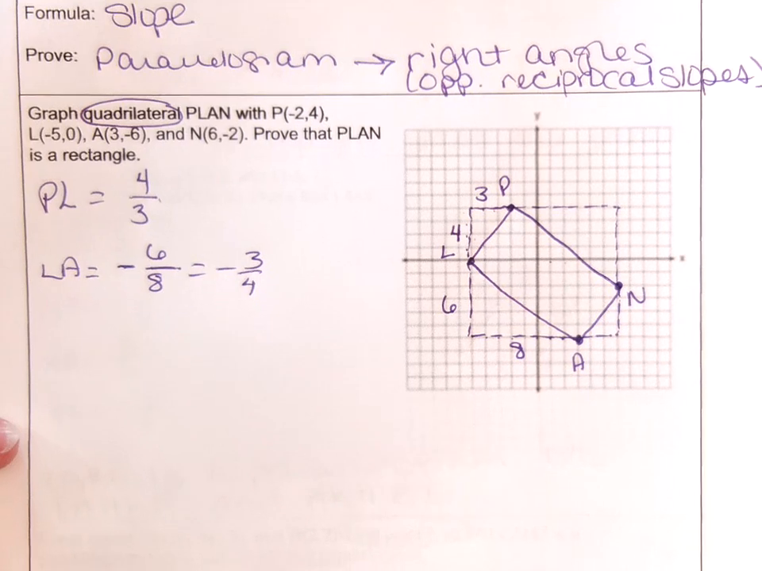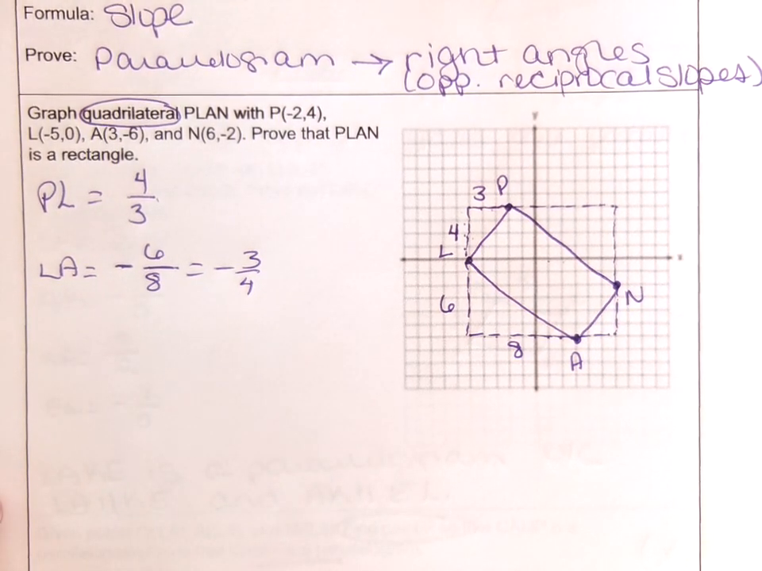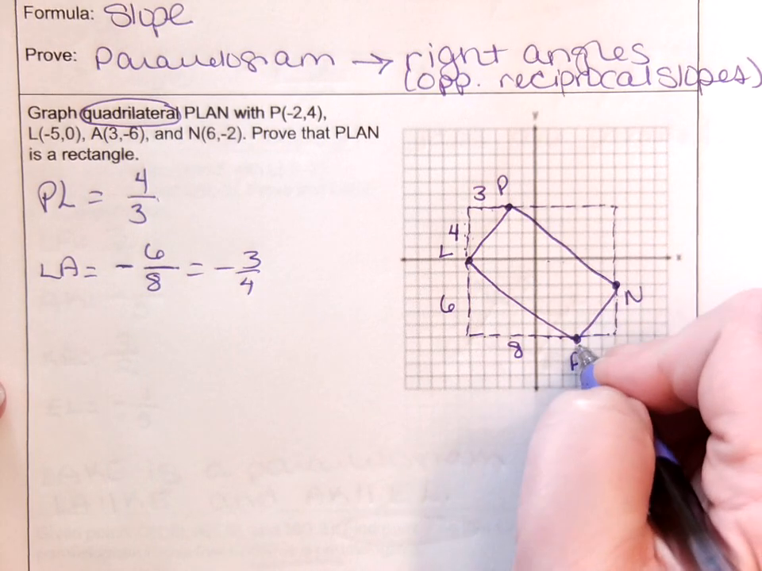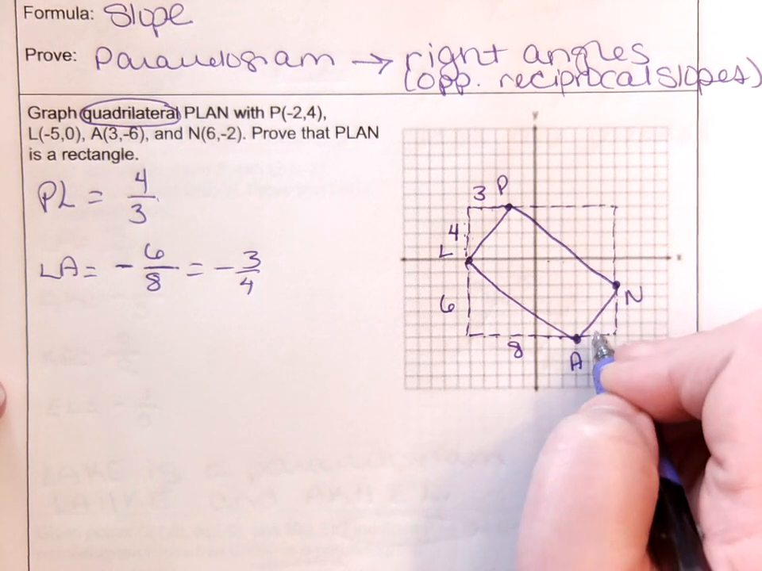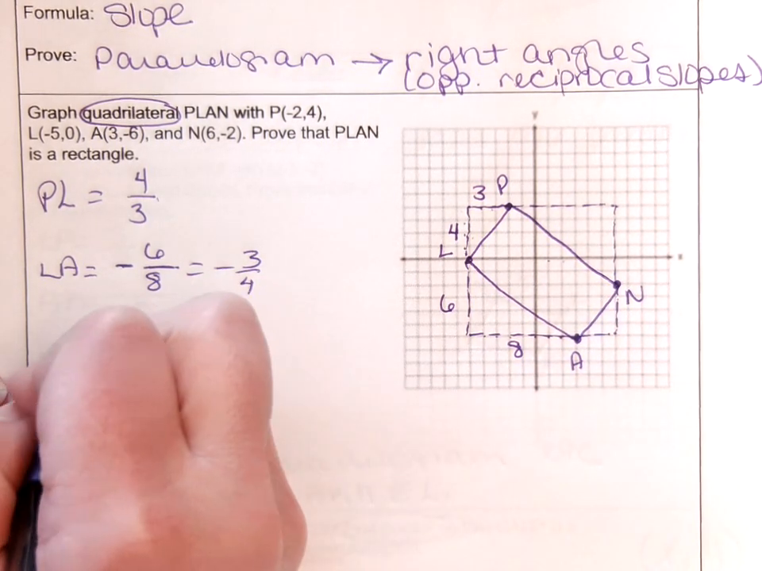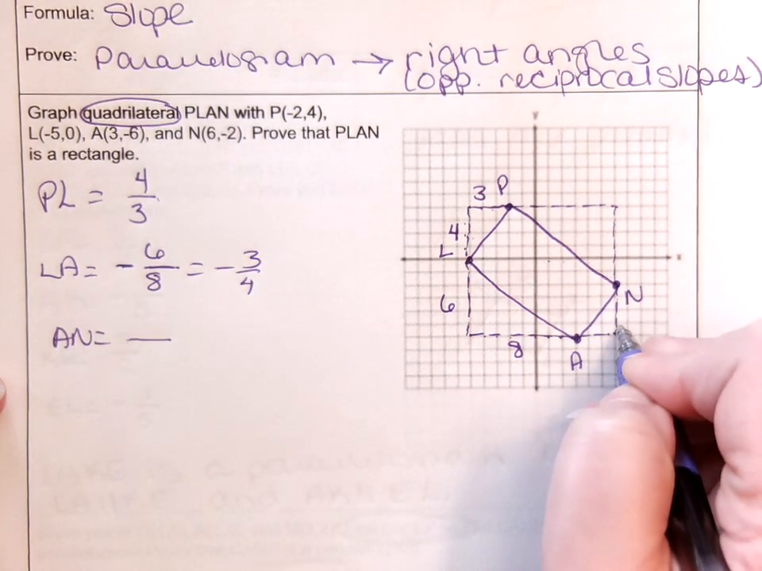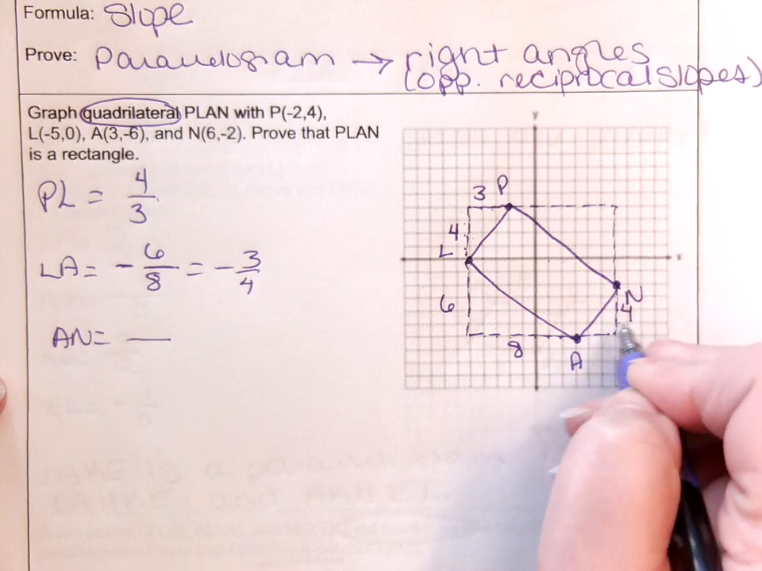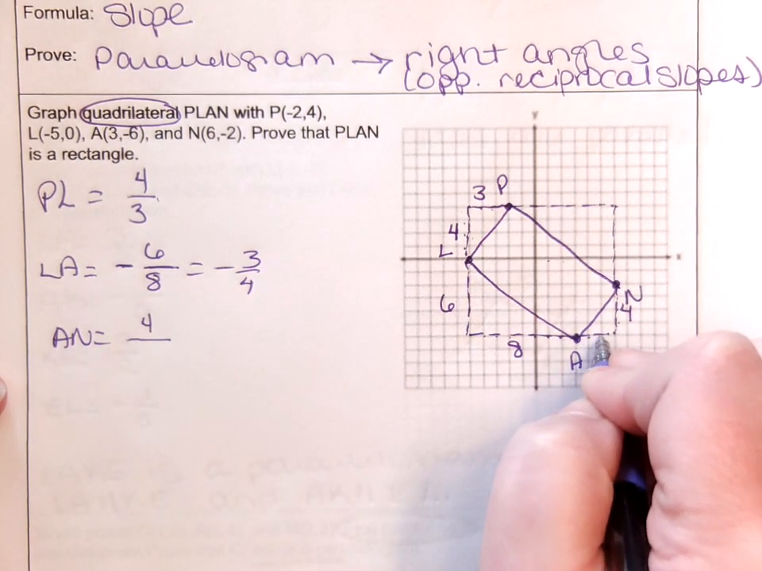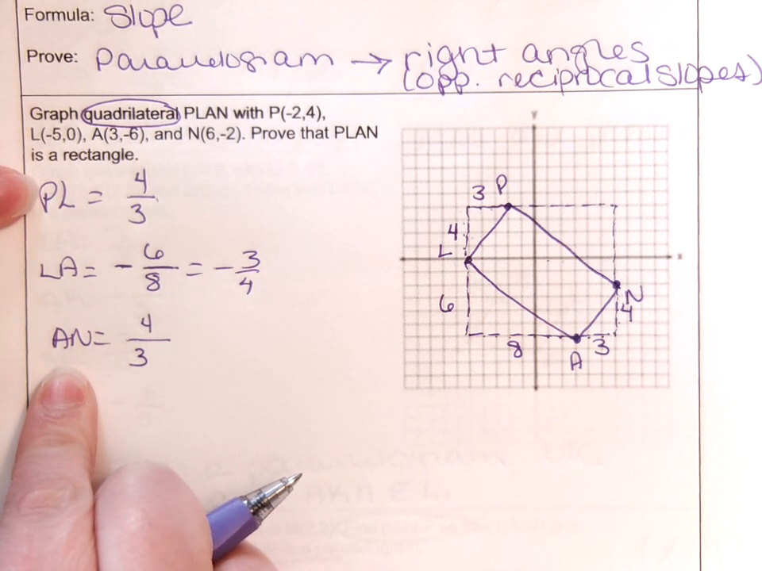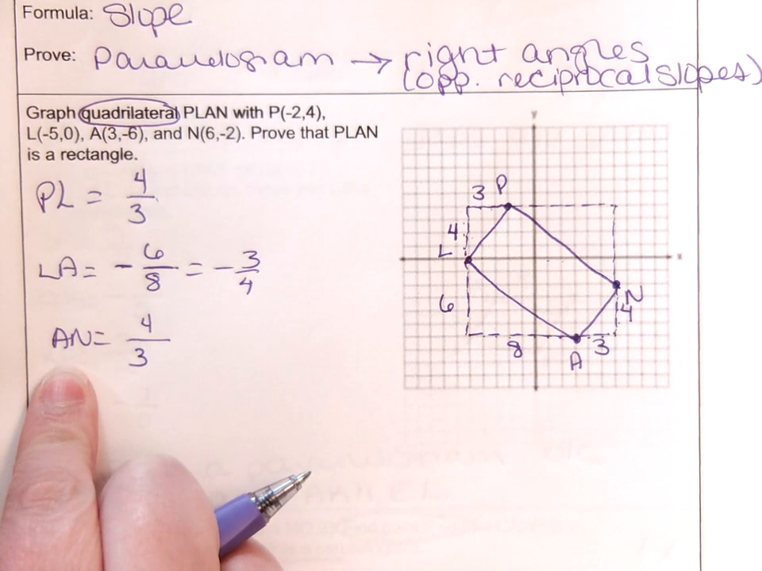All right, let's keep going all the way around because we also have to prove that we have a parallelogram. So then AN right here. So it's going up from left to right. So it'll be positive and it's going up 1, 2, 3, 4 and right 1, 2, 3. Perfect. So PL and AN are parallel to each other.